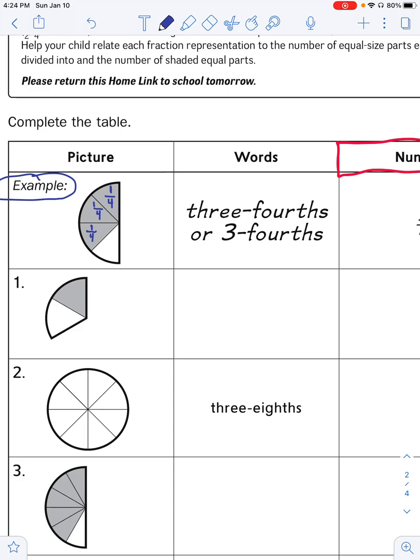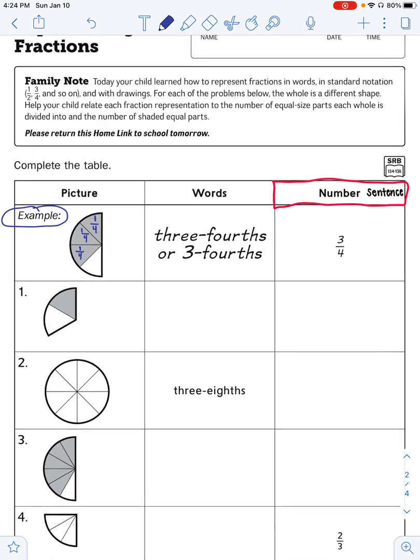So if we wanted to make it a number sentence, an addition number sentence, I would just put these numbers all together. 1/4 plus 1/4 plus 1/4 equals, and I know they already gave us the answer, but yes, it equals 3/4. And that's because you have 1, 2, 3 pieces that are shaded out of 4 total pieces. Okay, so 1/4 plus 1/4 plus 1/4 equals 3/4. That's the same thing as saying 3/4.